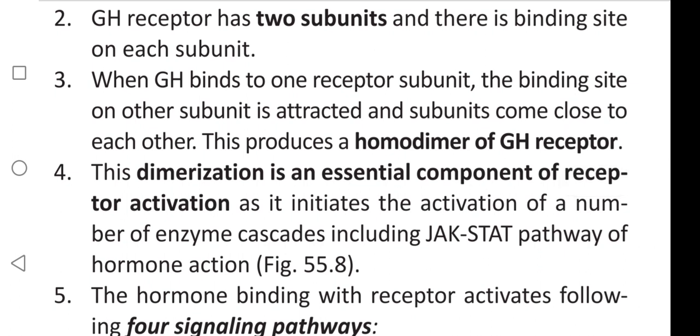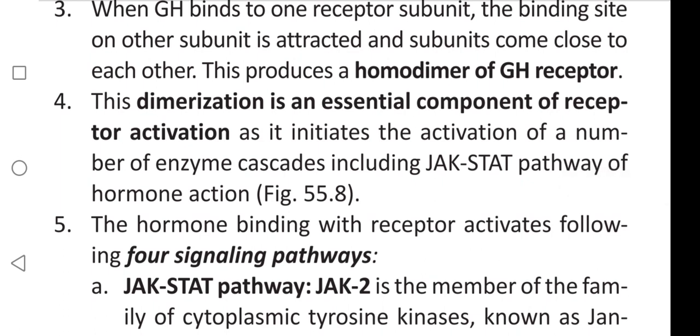How is the homodimer of growth hormone receptor formed? When growth hormone binds to one receptor subunit, the binding site of the other subunit is attracted and the subunits come close to each other. Thus, the receptor becomes a homodimer. This dimerization is an essential component of receptor activation as it initiates the activation of a number of enzyme cascades including the JAK-STAT pathway of hormone action.